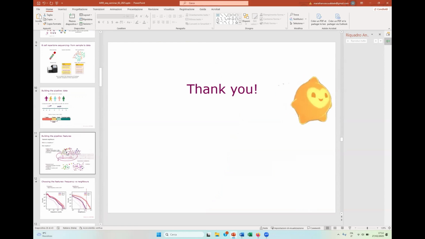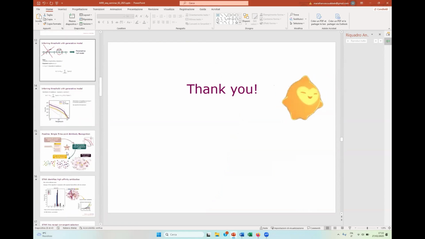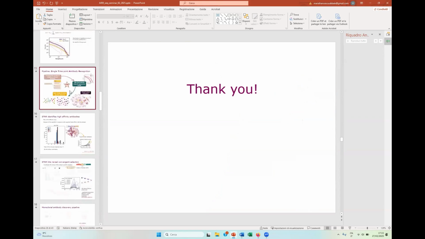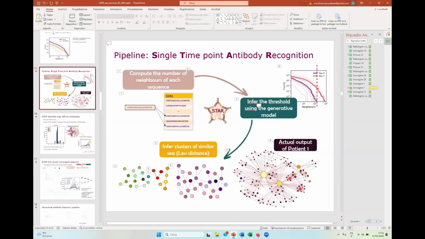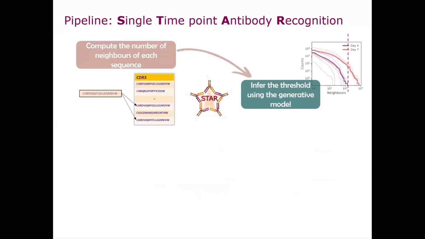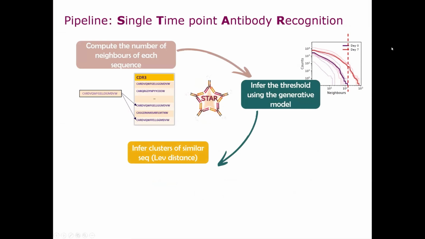Okay, maybe it's shown here. The idea is that we compute the number of neighbors. It actually works in two ways, because there is a fast STAR and a full STAR. The one that I presented is fast STAR, which is more restrictive, and then there is full STAR, which is less restrictive and more solid from the point of view of the statistics.